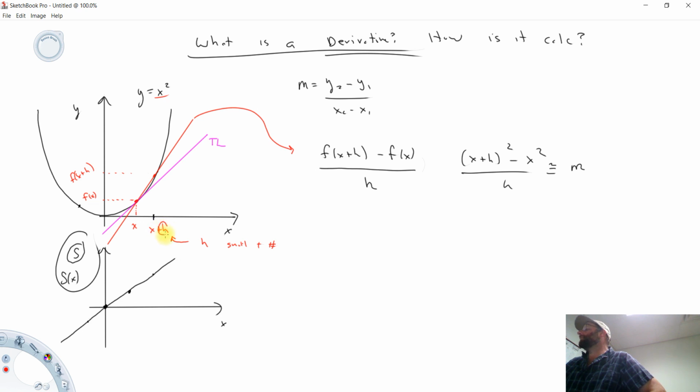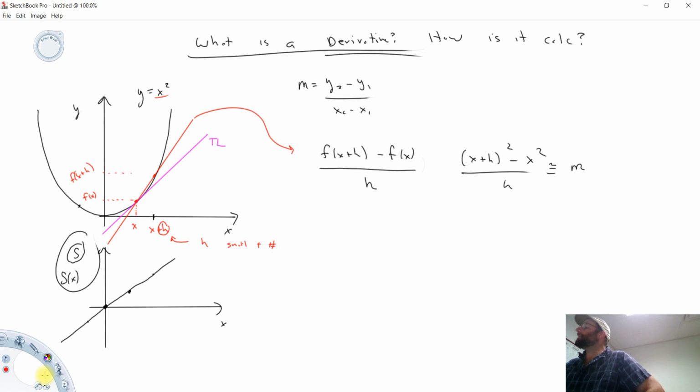If h got a little smaller, that means this point would move over to here, and then this point on the graph would move down to here. And what you have to realize, here's the super important thing, is that the red slope got a little closer to the, what do I call that, kind of pinkish or purple slope, right? And if h gets even smaller, the red and the purple get even closer together, and smaller and smaller.